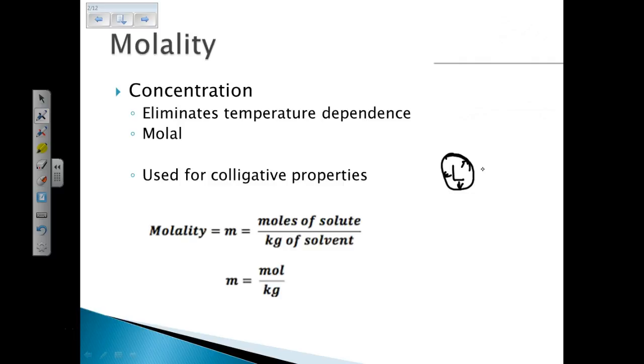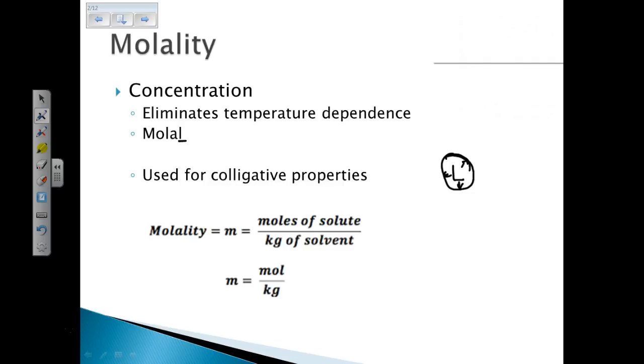Now, the unit for molality is called molal. It's kind of a weird thing. When you get into higher level chemistry, you hear and see weird names. So molal is the word that we use to describe something with a molality.